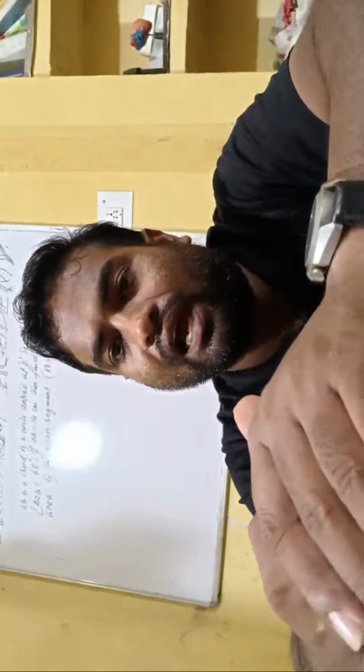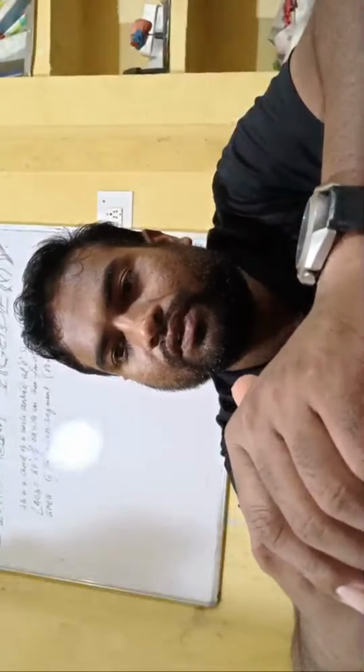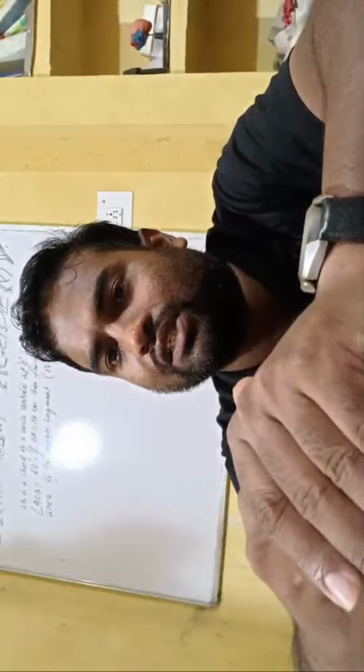The gravitational force between two objects is F. If masses of both objects are halved without changing the distance between them, then the gravitational force would become dash. F by 4, F by 2, F, 2F. Again, repeat the question. The gravitational force between two objects is F. If masses of both objects are halved without changing the distance between them.